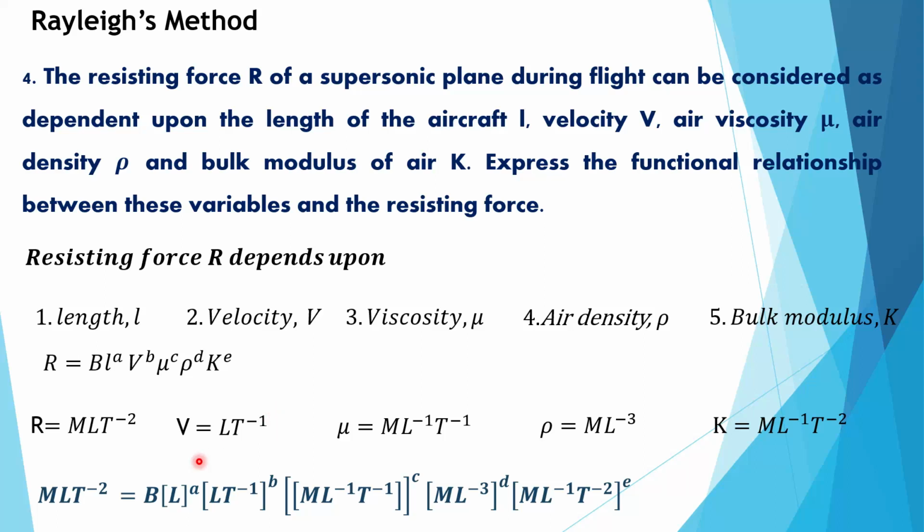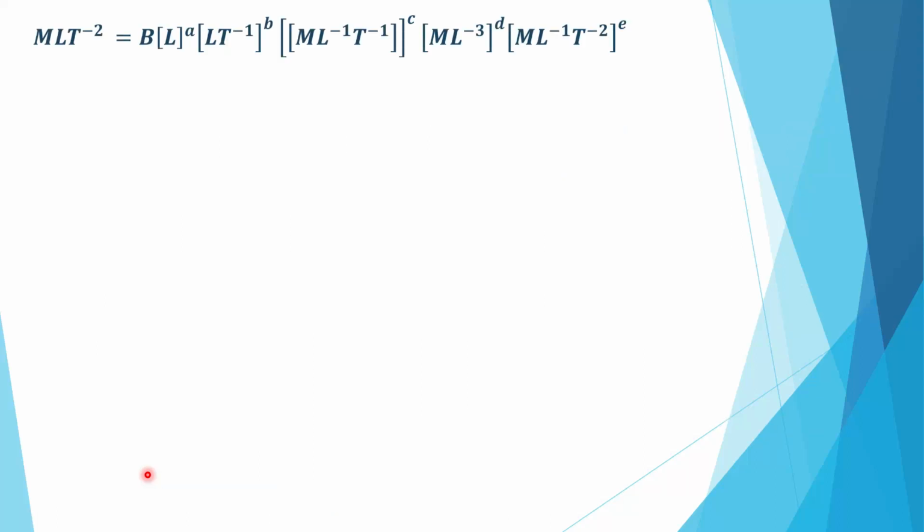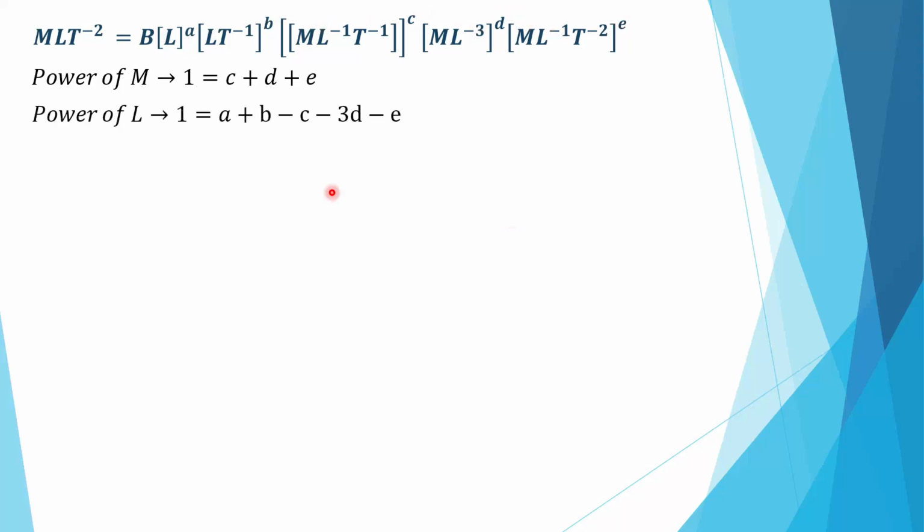Now we should find the values of A, B, C, D, and E by equating the powers of M, L, and T. First we'll equate the power of M. 1 is equal to C plus D plus E. Power of L. 1 is equal to A plus B minus C minus 3D minus 1. Power of T. Minus 2 is equal to minus B minus C and minus 2.